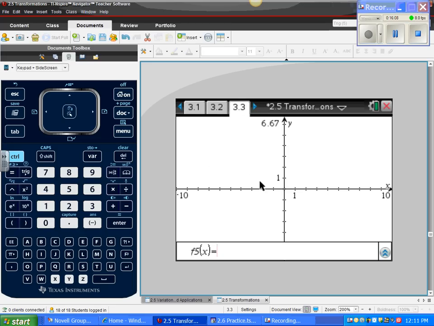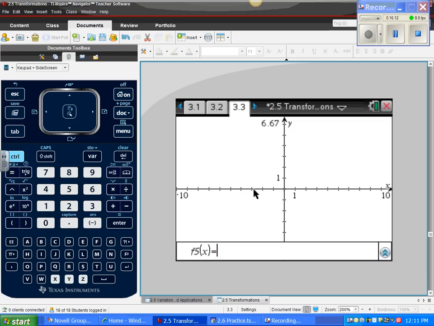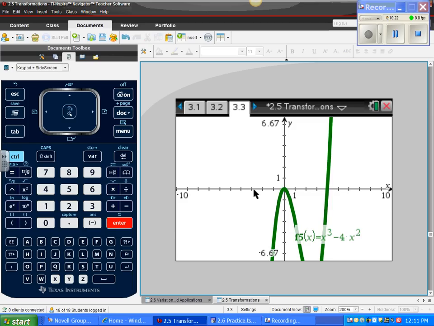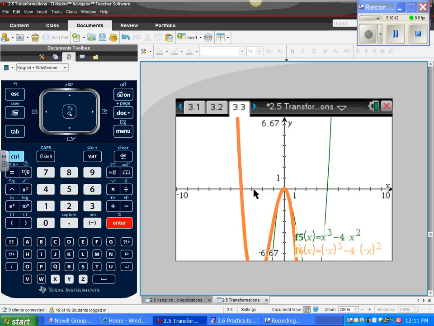I wonder if I put a graph in there. I did. Okay, so we're going to put in f of x to start, x cubed minus 4x squared. So here's our original. And we're saying that it was a reflection over the y-axis. So let's see if that's in fact true for us graphically. So we've got negative x cubed minus 4 times negative x squared. Now all we did was plug in that negative, right?